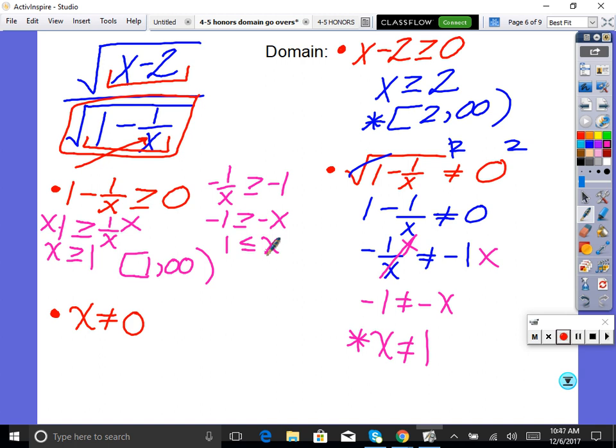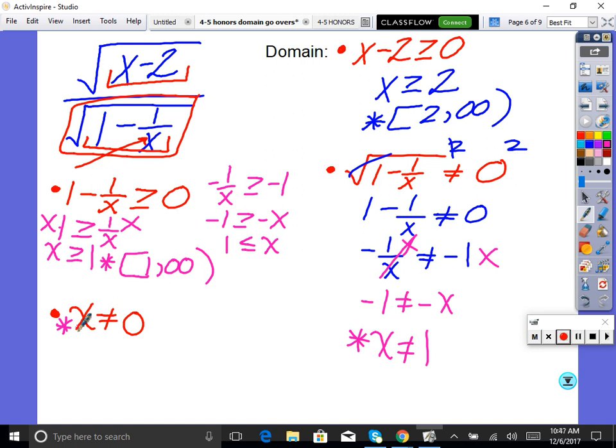Okay, so now we have this little star, and then we have this little star. Okay, let's look at all of our stars. So look, my domain here was from 2 to infinity, correct? So could I have a 1 in that one's domain?